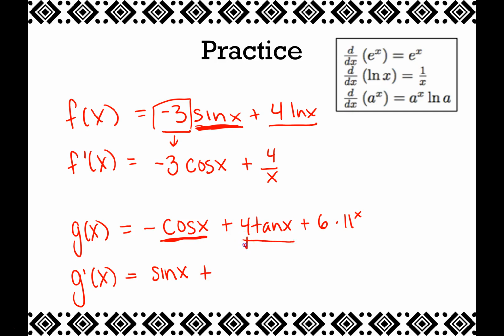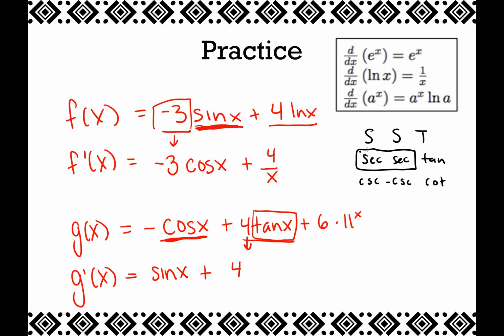All right, next thing we're going to do here is find the derivative of 4 tan x. So I drop down my 4, and now I need to find the derivative of tan x. So real quickly, I do some sexy turtles. So SST, secant, secant, tan, cosecant, cosecant, cotangent, put my negative. So now my derivative of tangent is a secant times a secant, which of course we know is secant squared x.